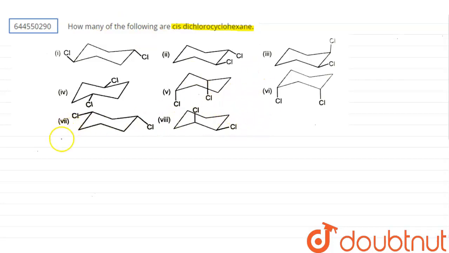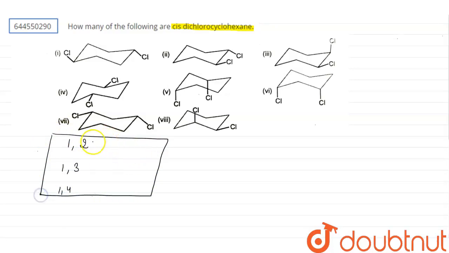We have three types of disubstituted structures: 1 2, 1 3, and 1 4. So these are our cis, and we have a rule to find out when we can say it is trans and when we can say it is cis. So say this is trans and this is cis. We are going to check out the rule.